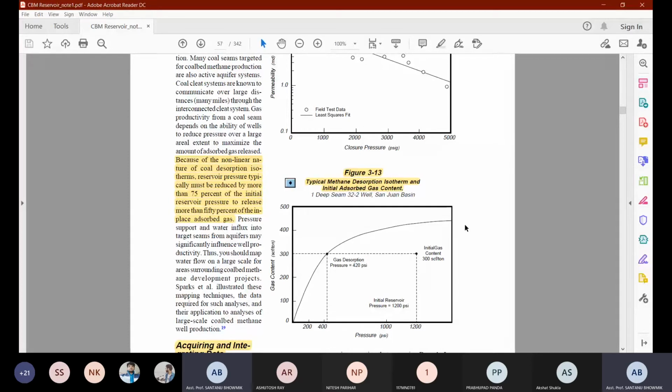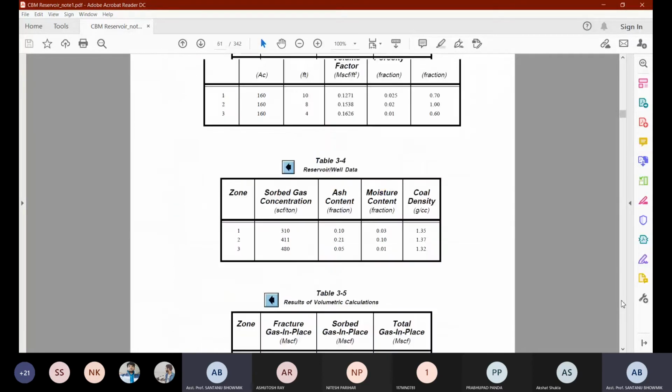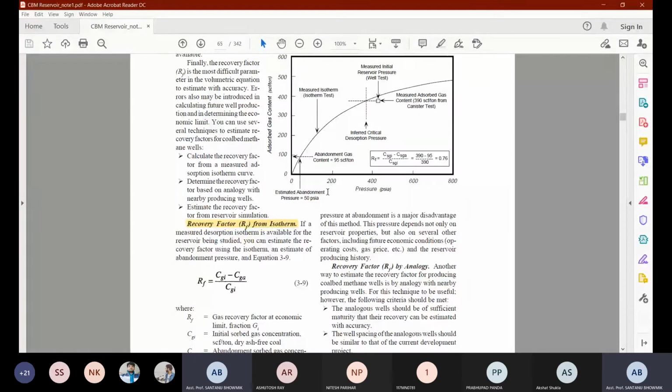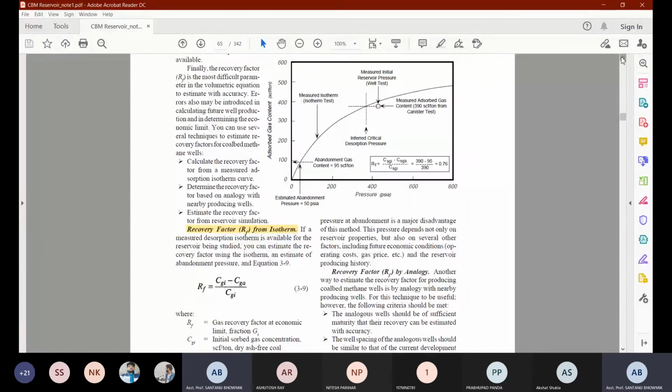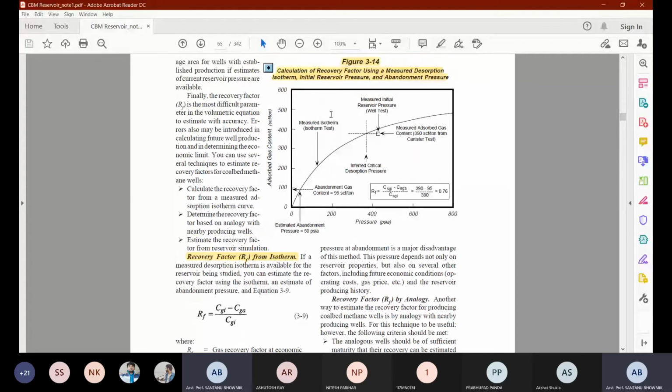Now, as you can see, in the initial stages, let me explain the graph. There is another graph like this when we are going to dictate the recovery factor, which is this graph. Let me show you. This graph is also very important. This figure, 3.14, is also very much important. In detail also you will be able to understand this.